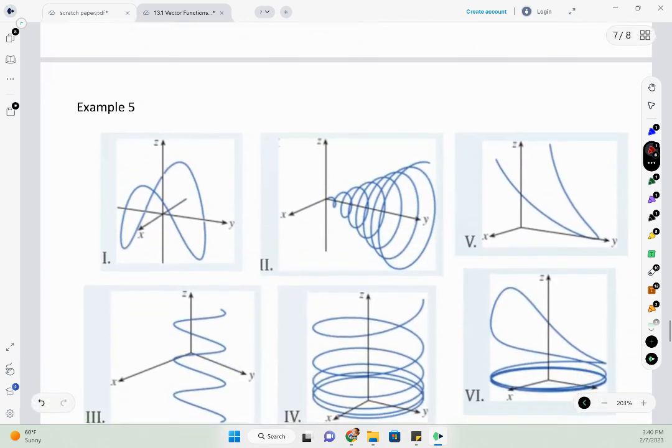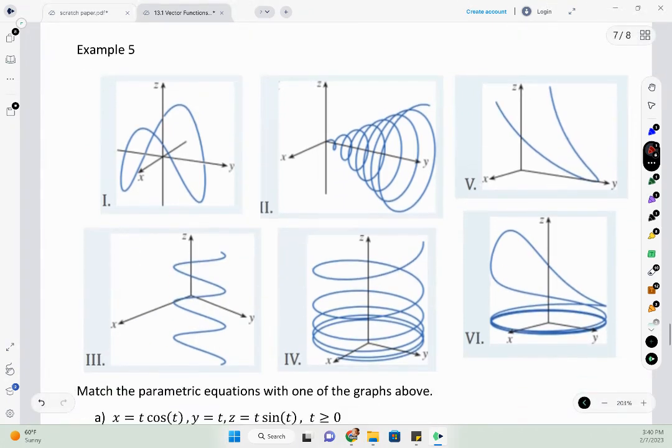All right, I've got some fun examples to work through here. So this example is really straight from your homework. They give you a bunch of pictures of curves in space, and then they give you a bunch of parametric equations, and they ask you which one goes with which. And so we have to figure that out.